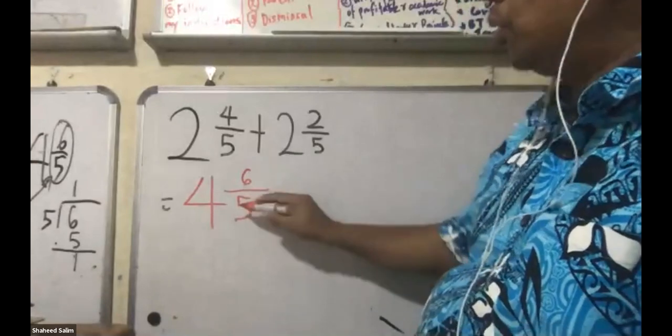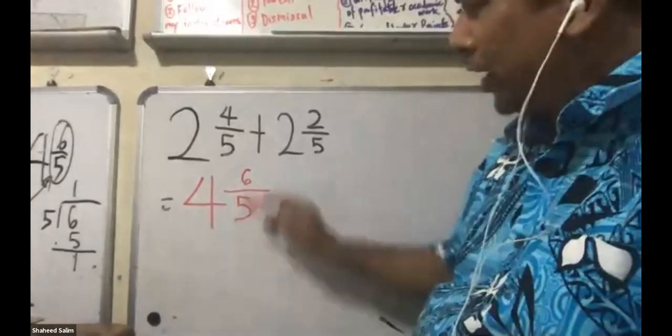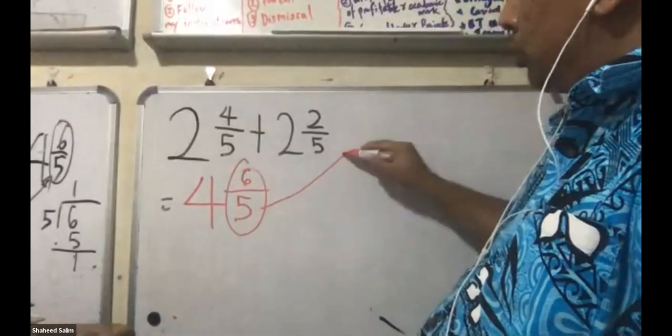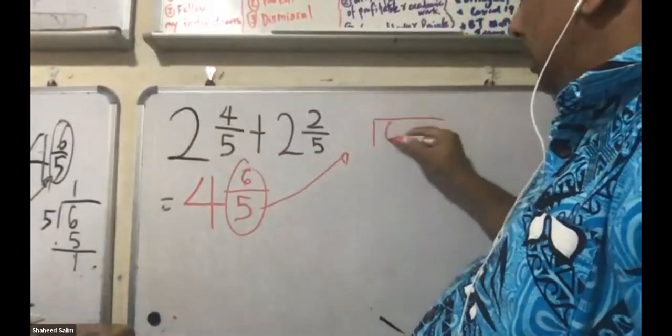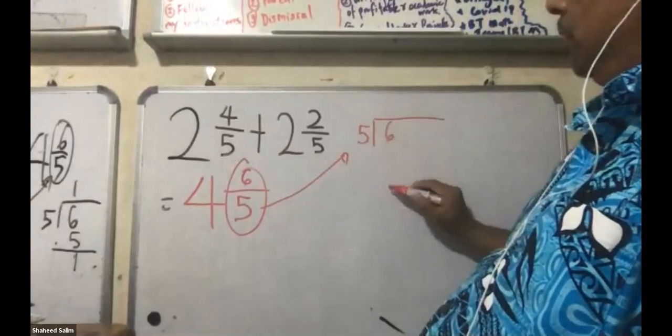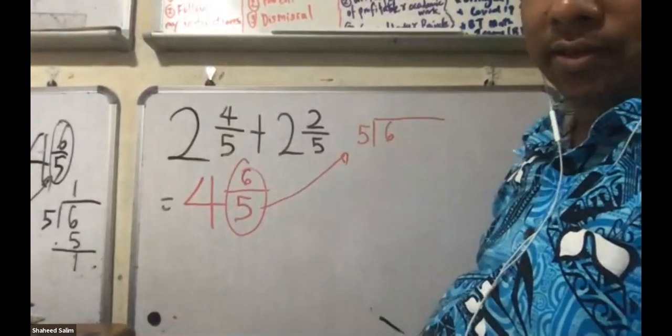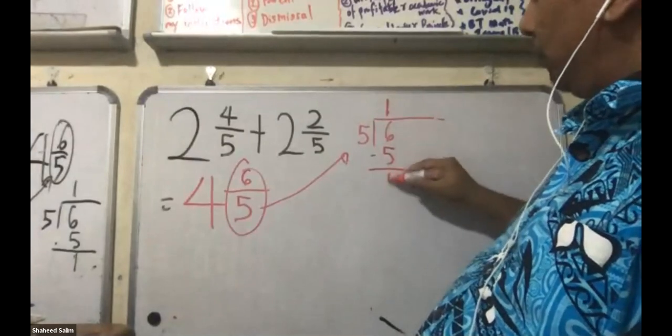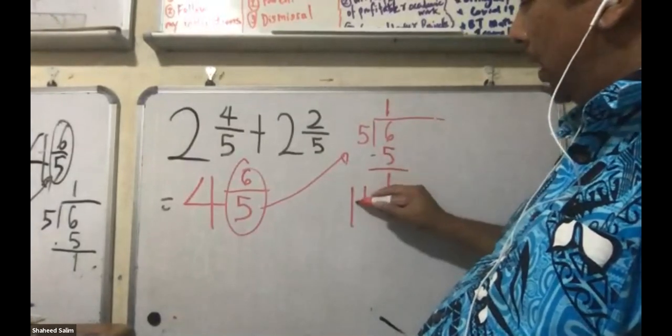4 plus 2? 6. Now you cannot write a fraction like this. The fraction must have a small number on top. So this one now, we are going to change it. 6 divided by 5. 6 cannot divide by 5. Yes, you take a number smaller than 6, 5 can divide by 5, get 1. 6 minus 5, 1. So this is 1 whole 1 out of 5.